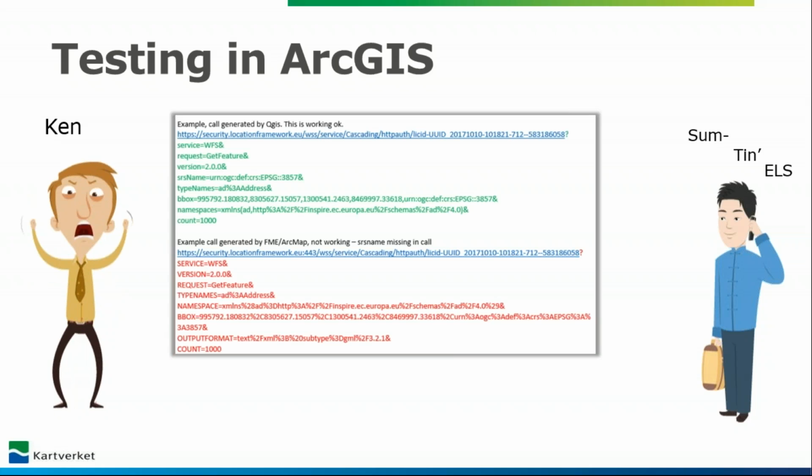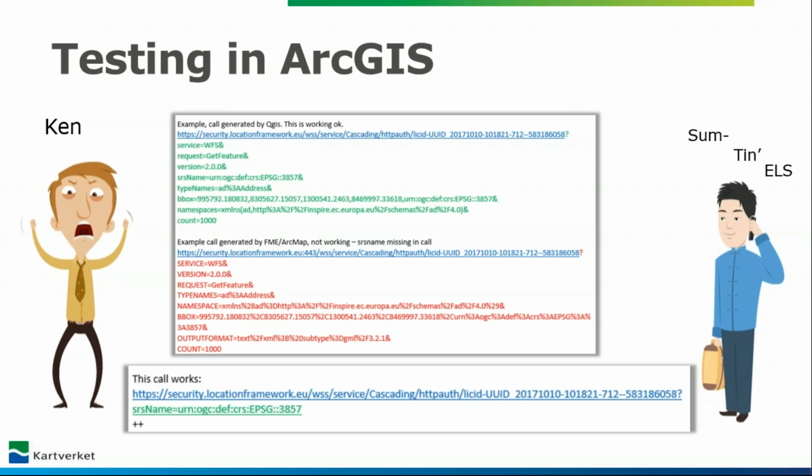It didn't. There were more things that he had to do because he looked at the call that QGIS made, which worked, and compared it to the one with FME and ArcMap, and he saw that this part was missing, the SRS name. So we had to talk some more, and he added a default SRS name if it wasn't a part of the call to the service.